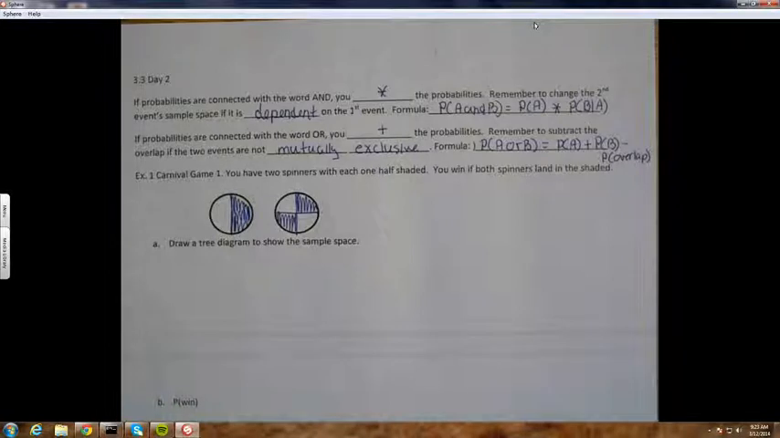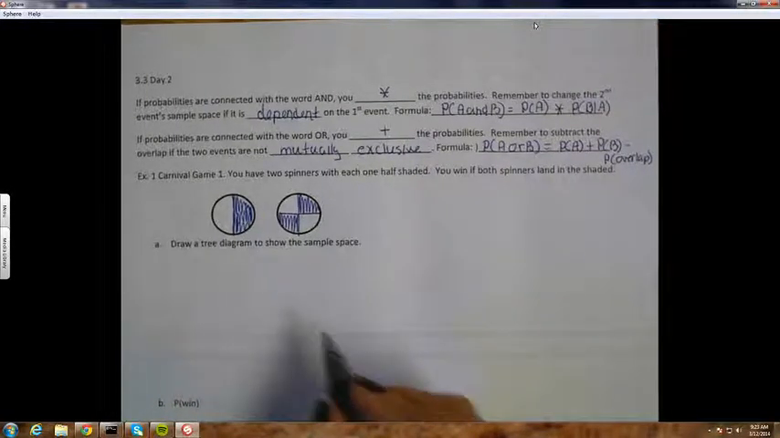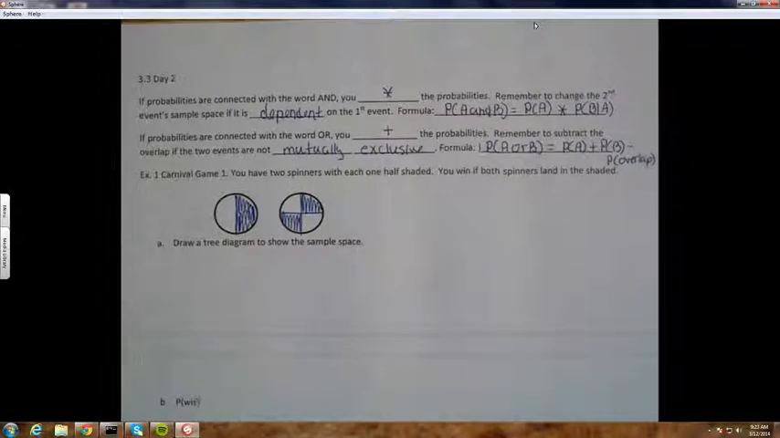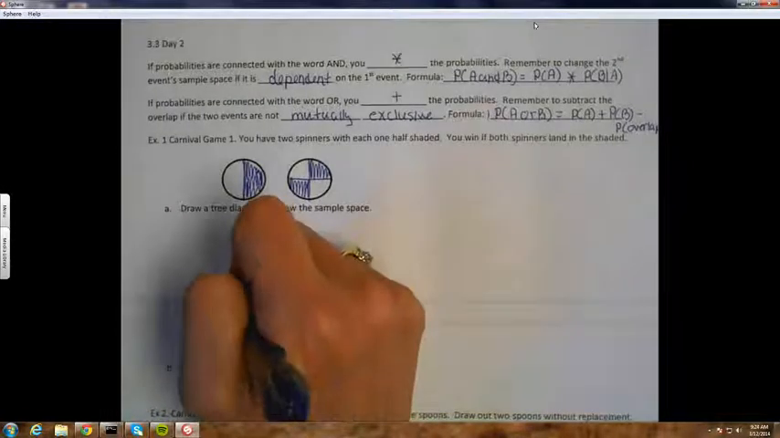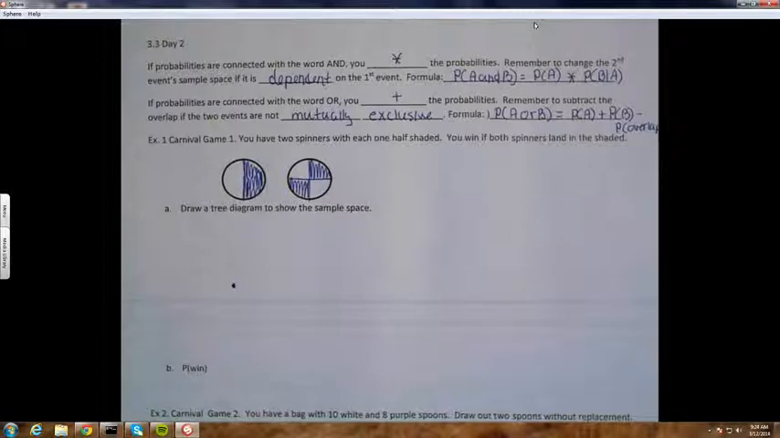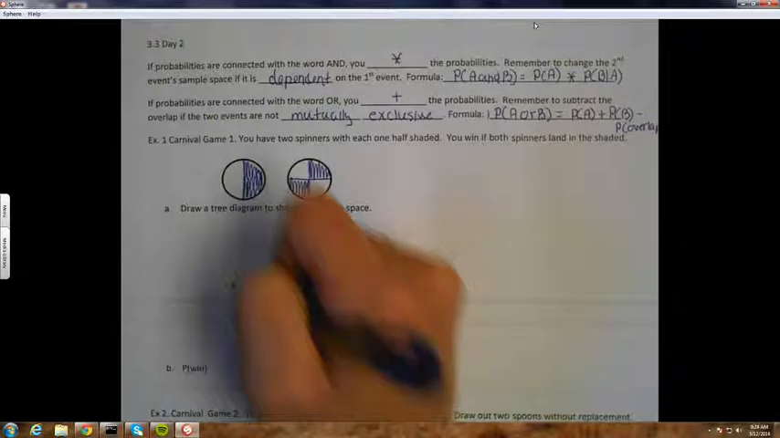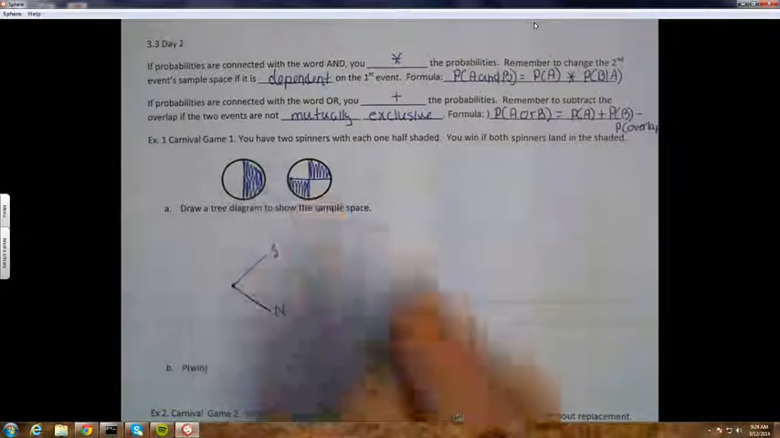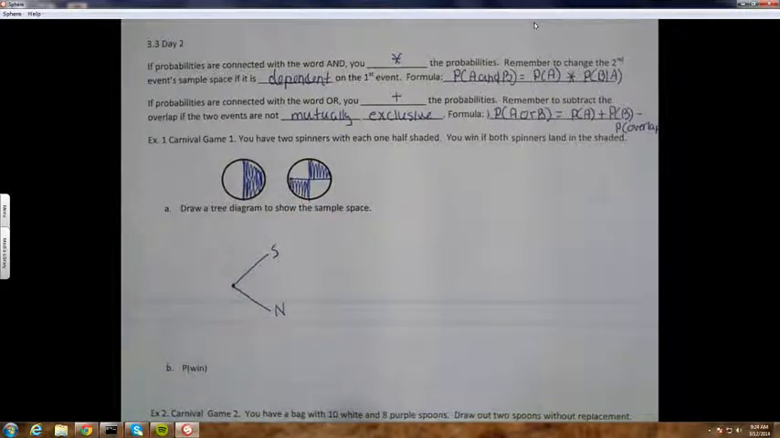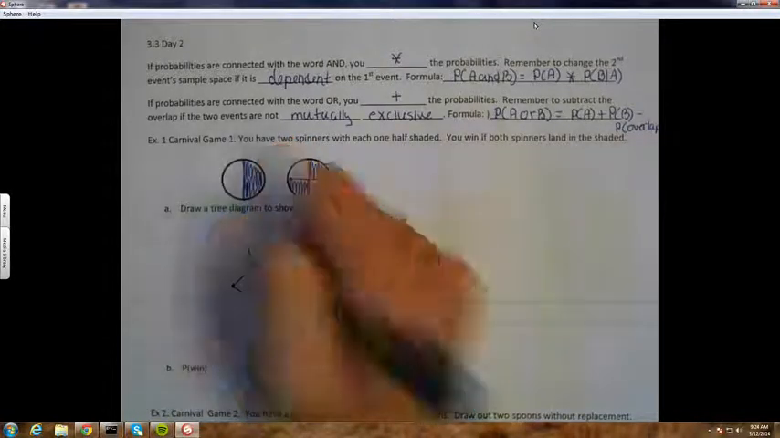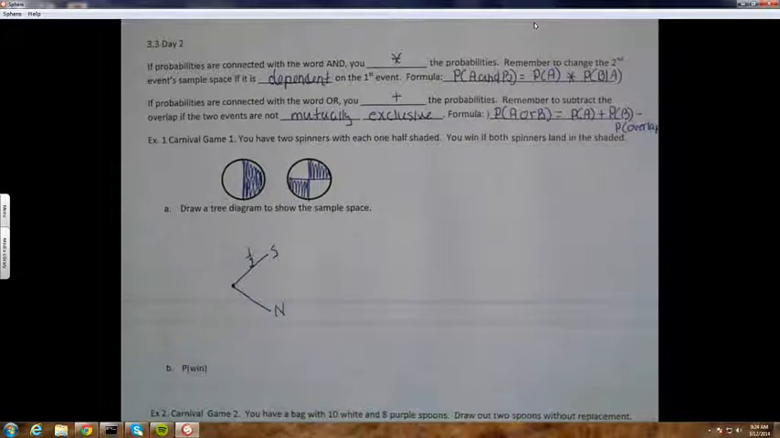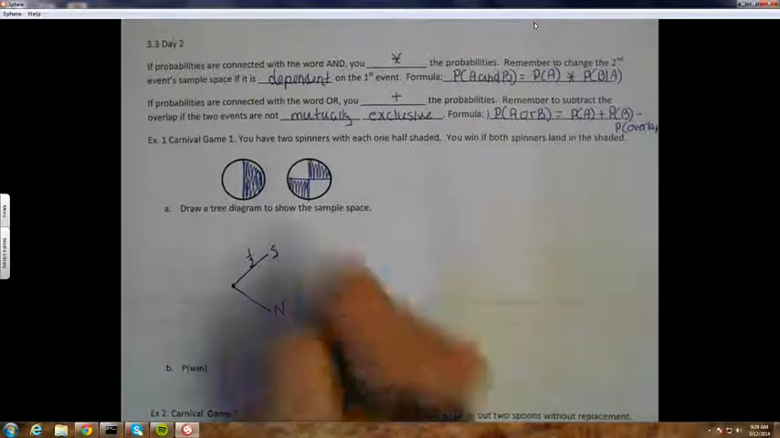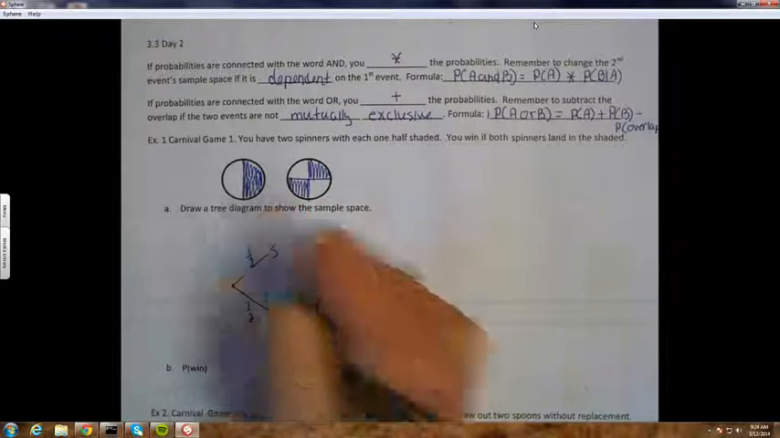It says draw a tree diagram to show the sample space. So how many events is your person doing? Your contestant? 2. Start the tree diagram. The first event is to spin the first spinner. What can happen? Shaded or not shaded. What's the probability that it lands in the shaded on the first spinner? 1/2. Let's put that there. How about the second spinner? The probability there? 1/2.